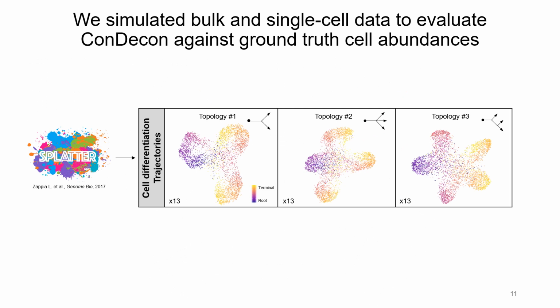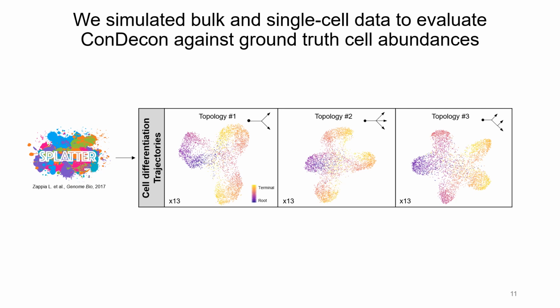As proof of concept that ConDecon can truly infer changes in cell state, we applied it to simulated bulk and single-cell RNA-seq data for which ground truth cell abundances are known. For this, we used the software Splatter to simulate single-cell RNA-seq data containing continuous cellular processes, such as differentiation or immune cell activation. These simulations represent scenarios in which clustering-based gene expression deconvolution methods might struggle.